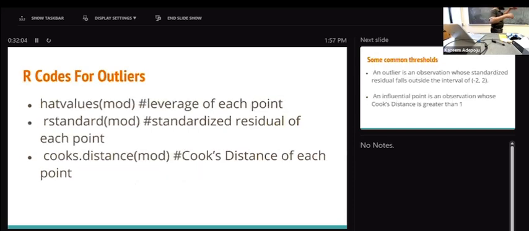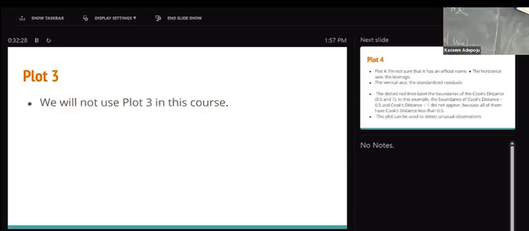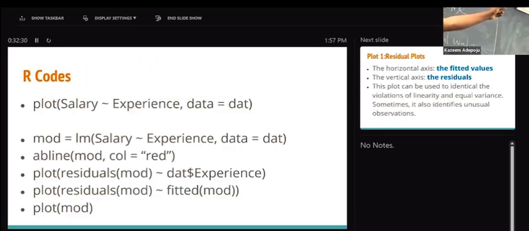By the time you run the code, you're basically going to see the plot that I'm talking about. Now, this is basically the R code for outliers. And if you look at the third one, very crucial, that is the one for Cook's distance: cooks.distance(mod). What is your mod? Your mod is this guy here, mod equals lm(salary ~ experience).